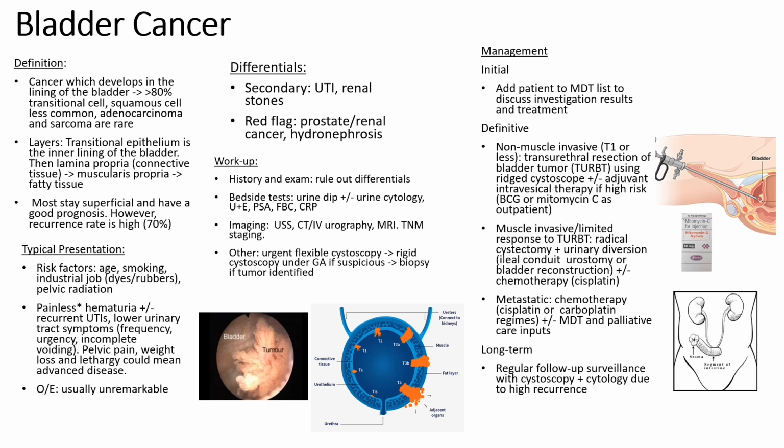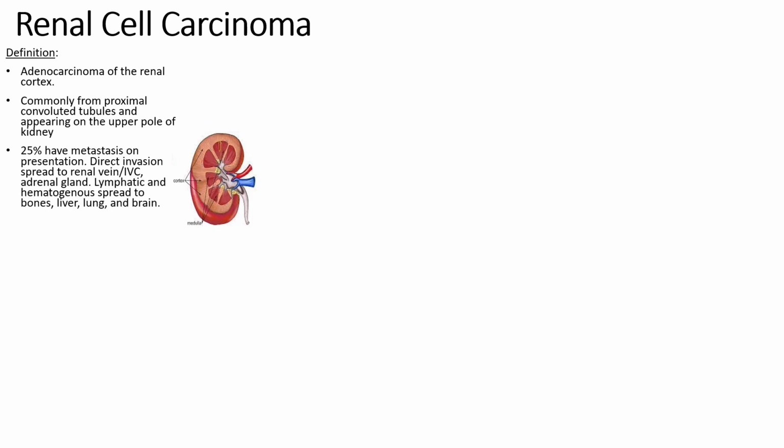We'll do renal cell carcinoma next. This is a renal tumor that you'll likely be asked about, and it's basically an adenocarcinoma coming from the renal cortex, the peripheral bit of the kidney. If we zoom in closer, RCCs usually come from the proximal convoluted tubules and show up on the upper pole of the kidney. Unfortunately, about 25% of RCCs will have METs on presentation. They spread to the renal vein, inferior vena cava, and adrenal gland through direct invasion, and sometimes to the brain, bones, liver, and lungs via lymphatic and hematogenous spread.